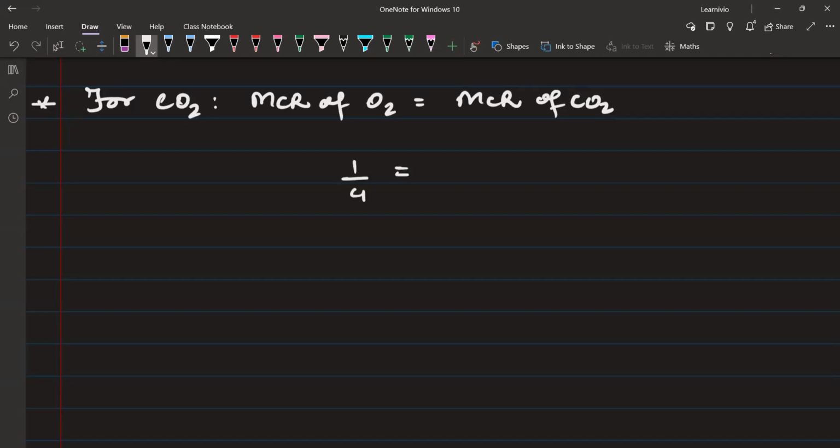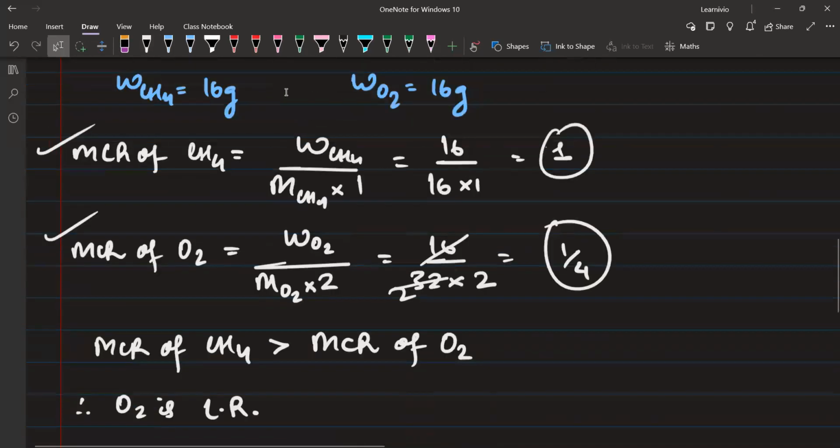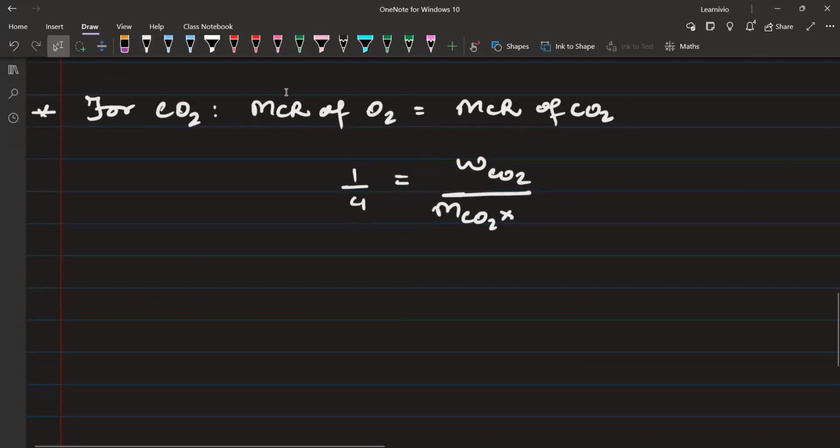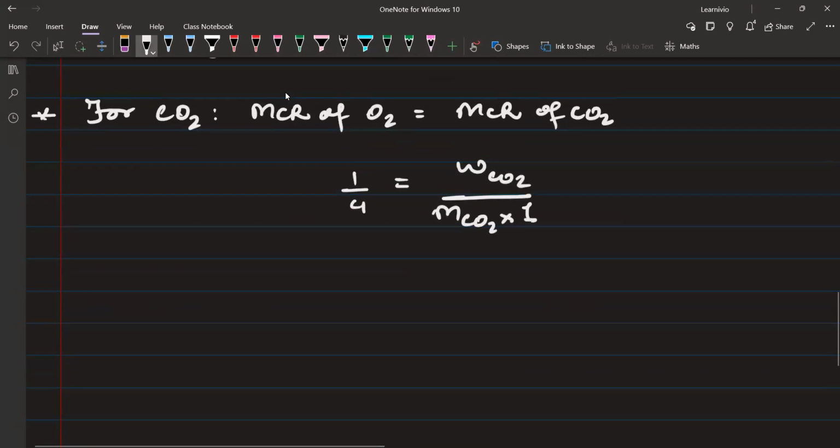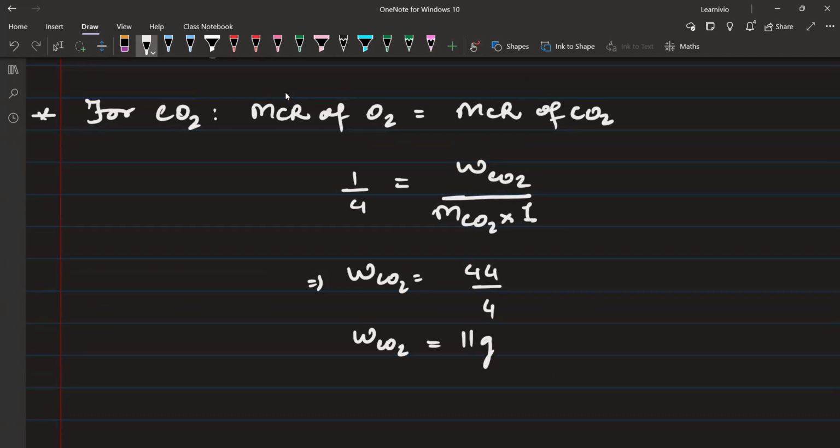What to write? MCR of CO2 is mass of CO2 divided by molar mass of CO2 multiplied by the stoichiometric coefficient. That is 1, right? In the reaction it is 1. So multiplied by 1. So I can write this as mass of CO2 will be equal to molar mass of CO2, that is 44, divided by 4. You must have this 44 in your notebook. This is equal to 11 grams. Did you understand?